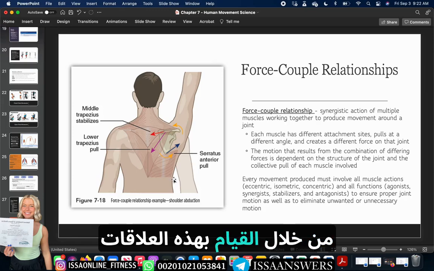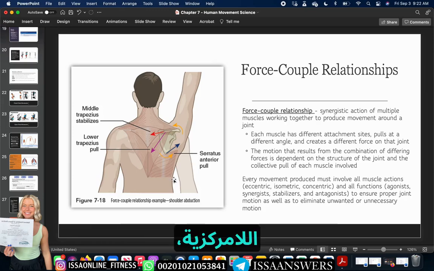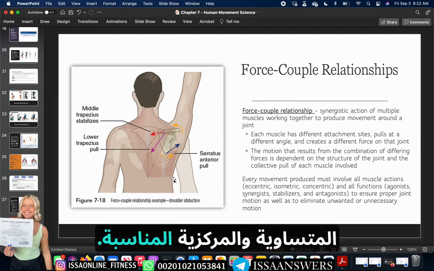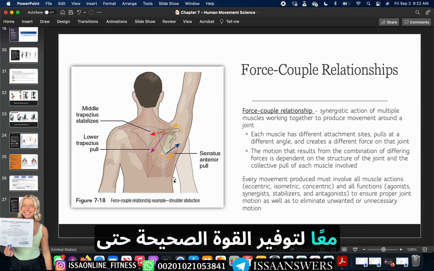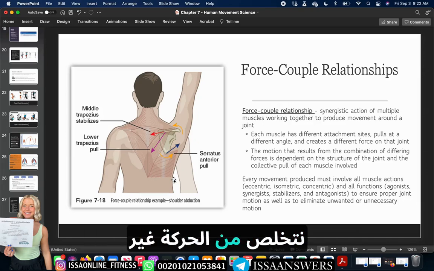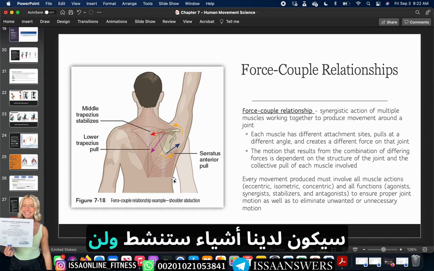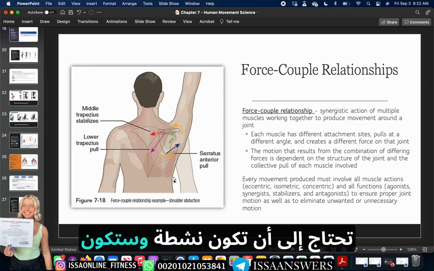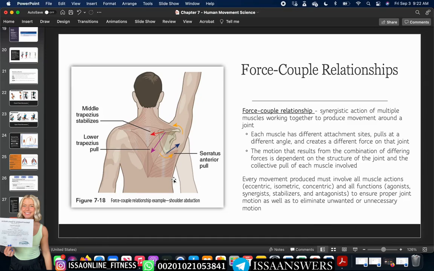By doing these force coupling relationships, we can actually provide the proper eccentric, isometric, and concentric actions. We're coupling many things together to provide the right force so that we eliminate unwanted movement. Otherwise, we would have things activate that wouldn't need to be activated, and you would have a movement pattern that would look very different than what would be here.